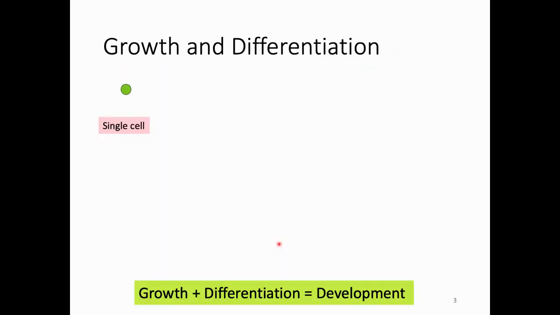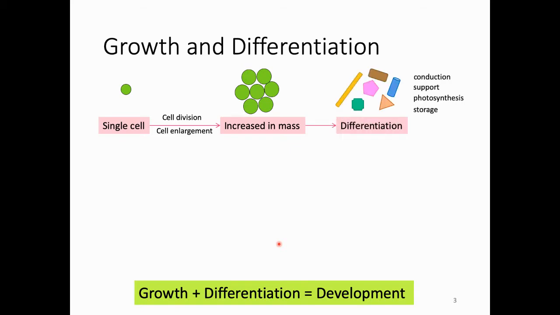Another term is growth and differentiation. What is differentiation? You can start from a single cell. All living organisms begin as a single cell and increase in mass through cell division and enlargement until a body consisting of possibly billions of cells is formed. Once cells have enlarged, differentiation occurs.